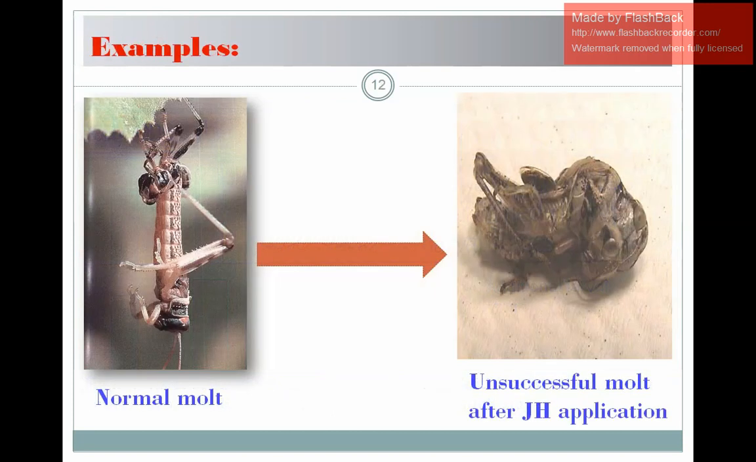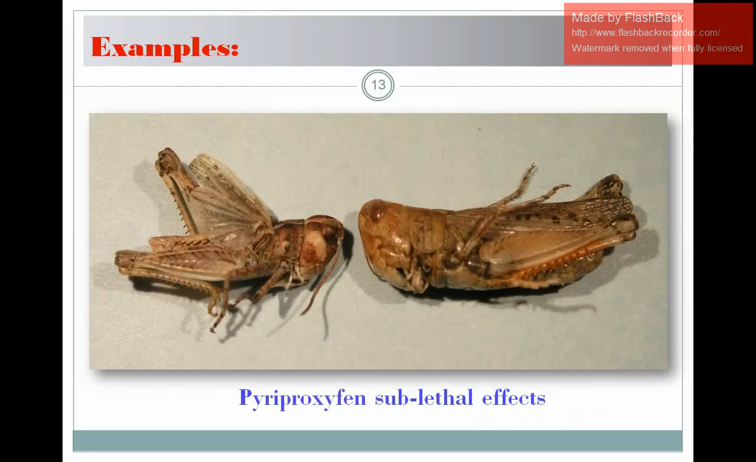So these are some examples. See, this is a normal molt. After application of juvenile hormone, you can see the unsuccessful molt. This is another example where pyriproxyfen, which is a juvenile hormone analogue, shows its sublethal effects.